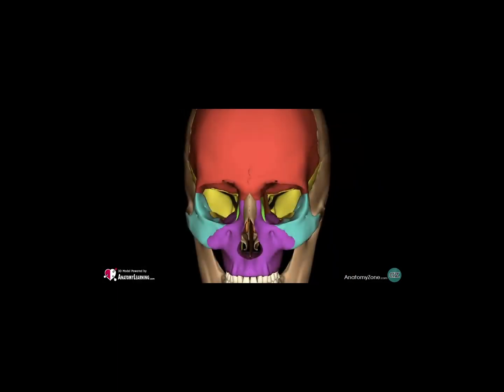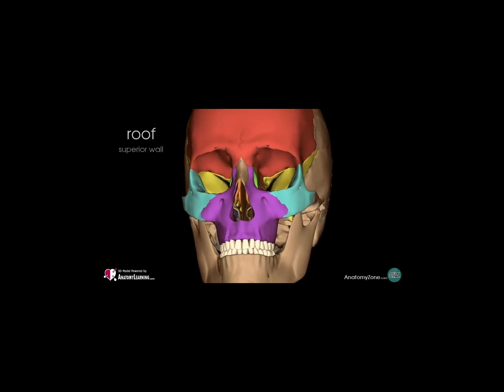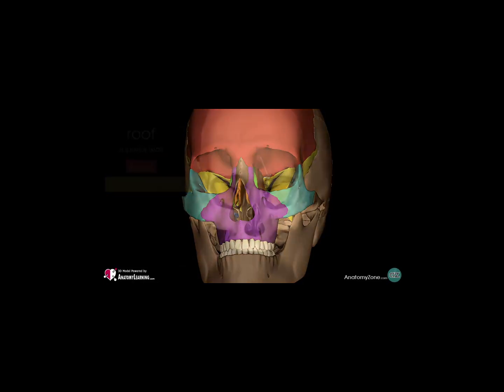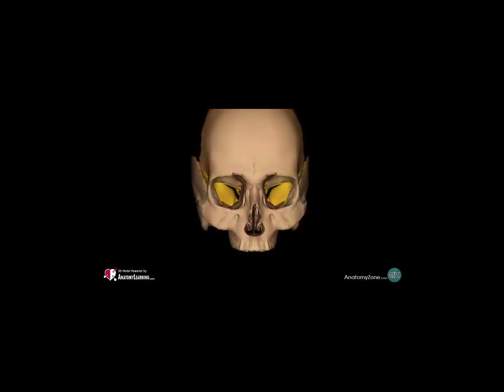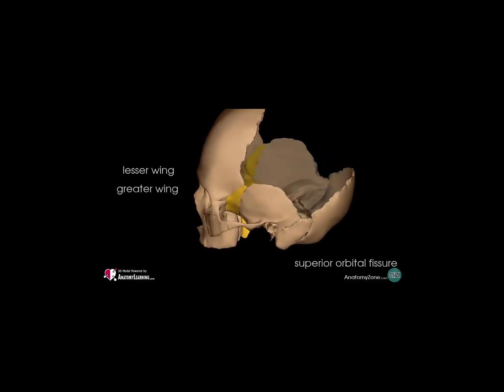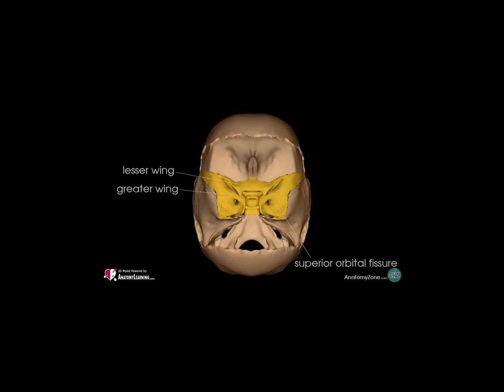Now let's take a look at the other components of the bony orbit. The roof, or the superior wall, is formed by the frontal bone and the lesser wing of the sphenoid. The frontal bone separates the orbit from the anterior cranial fossa. I've just switched to a view to demonstrate the sphenoid bone, which can be a confusing bone to understand. From this anterior view, you can see the lesser wing, the greater wing, and the superior orbital fissure. And to illustrate this from within the cranium, I have rotated around to show these structures from a posterior and internal view.